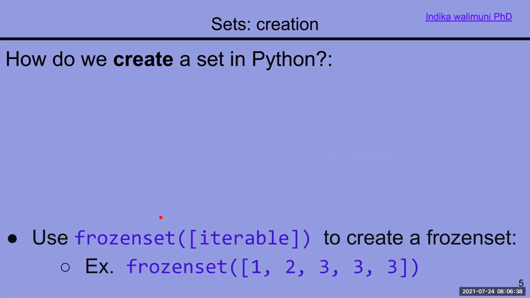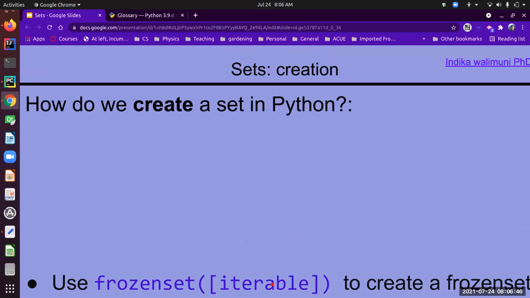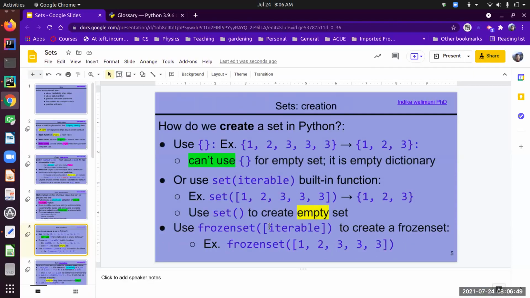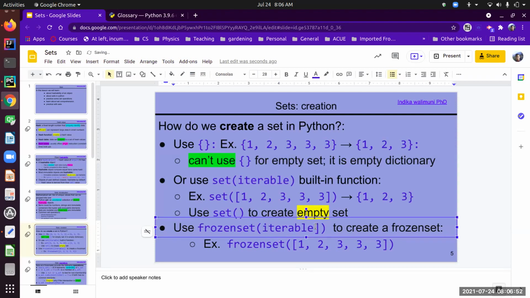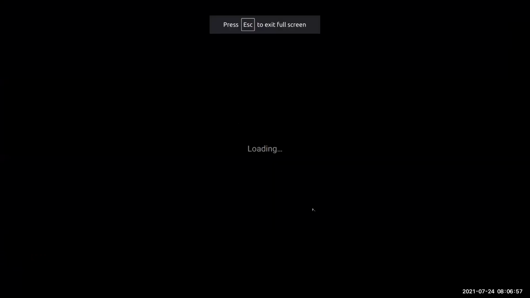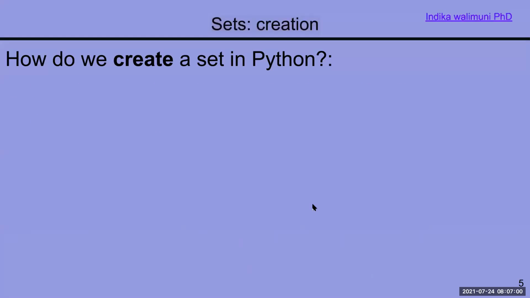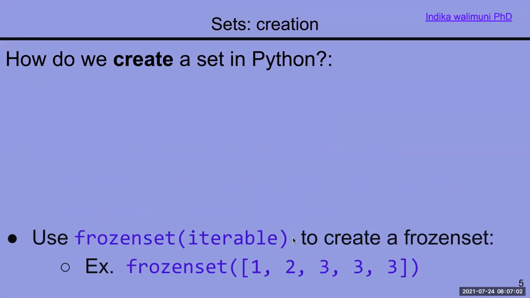To create a frozen set, we can call frozenset and pass the iterable. So to create a frozen set, we pass the iterable object into the frozenset built-in function. This will create this frozen set. All right, so let's check this out now.